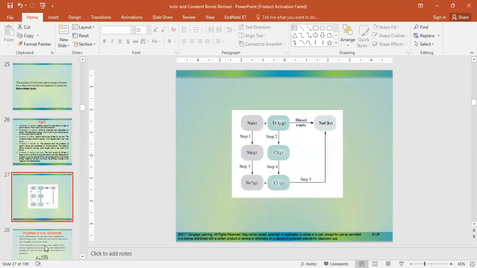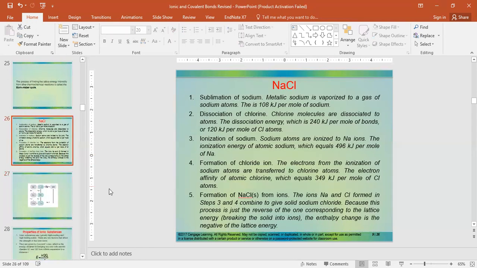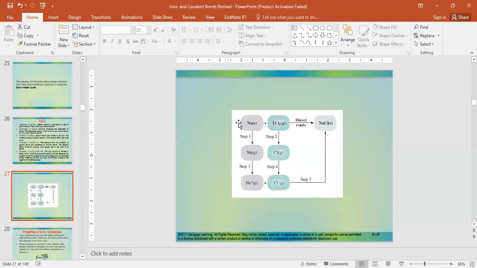Okay. So again, you can see what is happening here. This is what we are showing as an illustration in the form of a diagram. You are starting with sodium solid. We have sodium gas, and the sodium is meant to become an ion. Then you are starting with a chlorine molecule. It is broken down into chlorine atoms. The chlorine atoms are further converted into chloride ions, and then they combine to give us this.